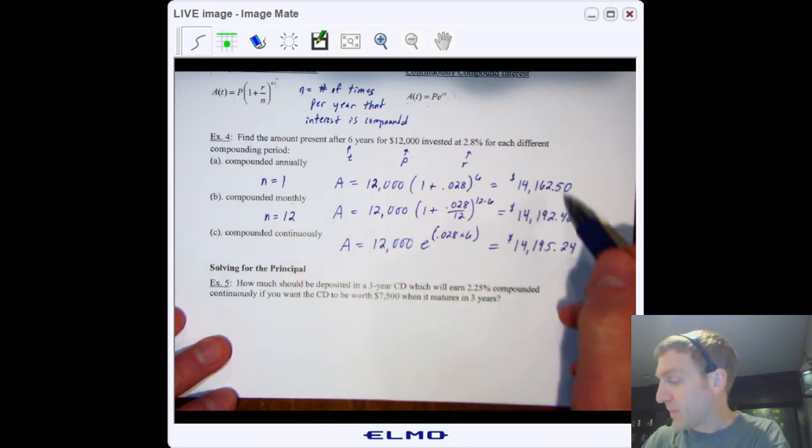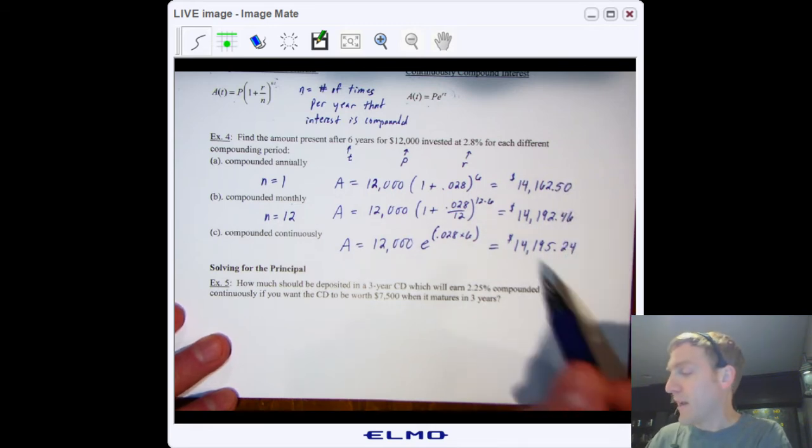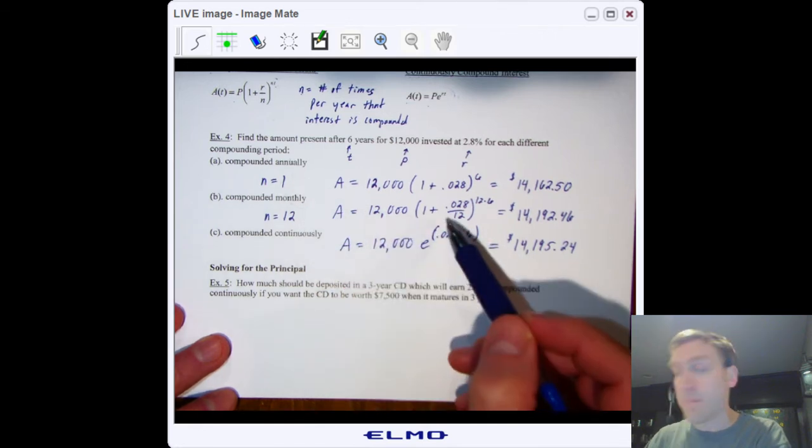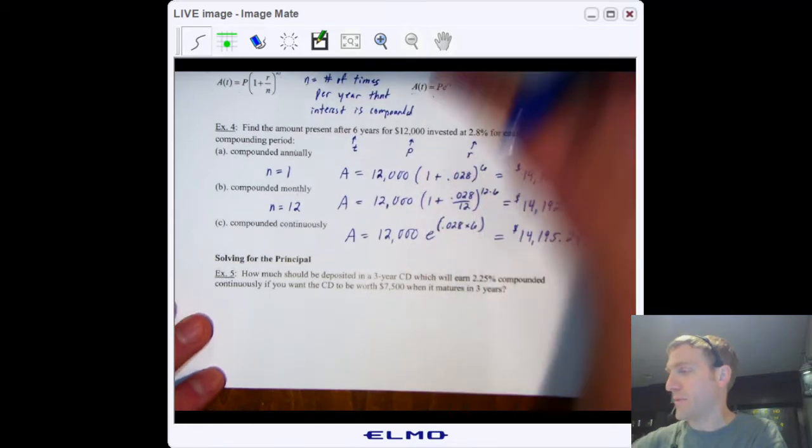The difference between here is $30. That's a decent amount, but the difference between here is $3. That's not very much at all. So the point is, even though it's compounded more frequently, the amount you're earning each time is smaller, so it's going to give you a little bit more, but not a large difference.